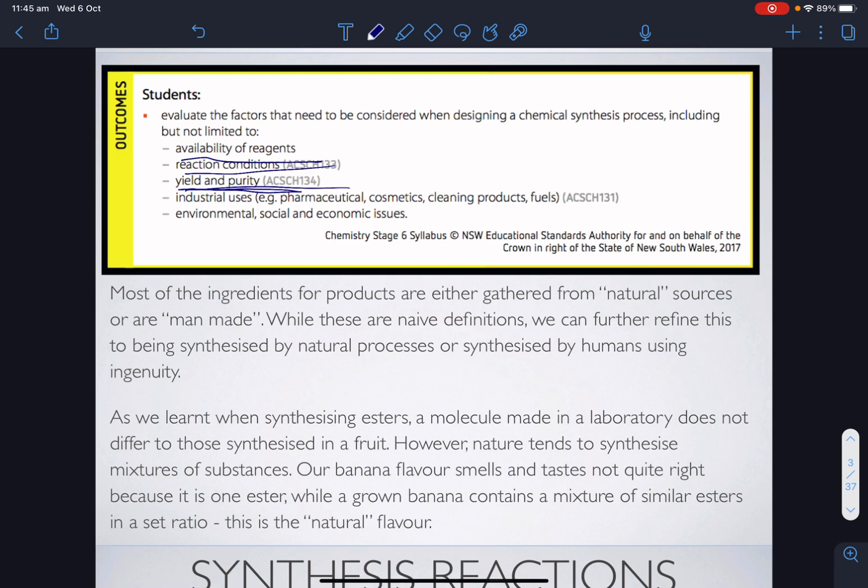And the real big thing here, because we haven't done much of other stuff, we've done a lot of the other stuff. The other thing here that's kind of tacked on to the end is the environmental, social, and economic issues that come with making chemicals.